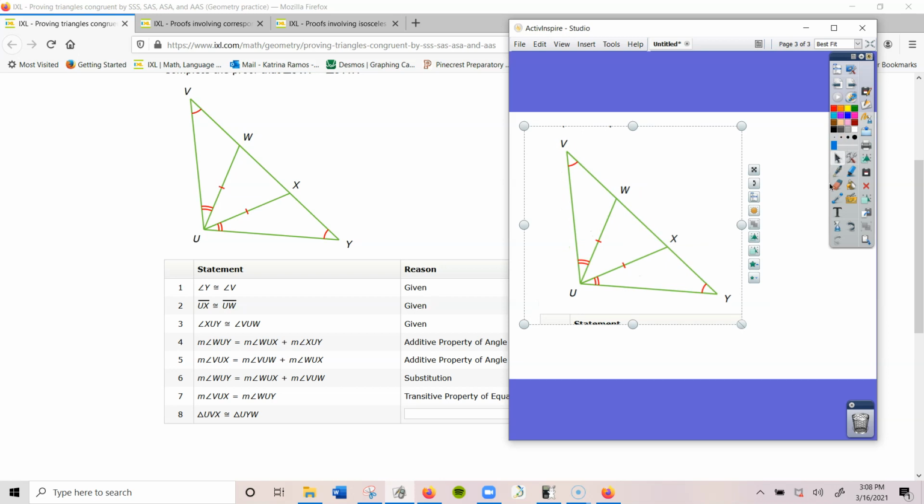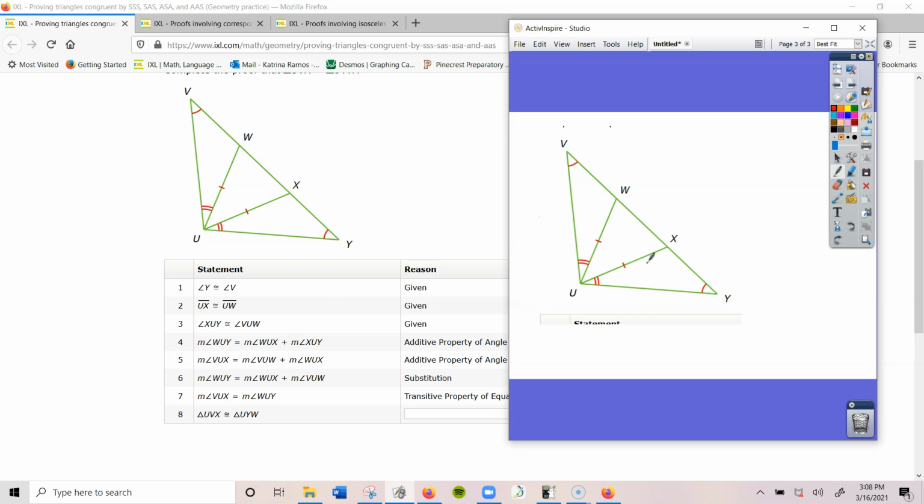We are told that angle Y is congruent to angle V. That's already given. UX is congruent to UW, also given. Angle XUY is congruent to angle VUW, which is also given here. Then the measure of angle WUY is equal to WUX plus XUY, which is true because of the additive property of angles.